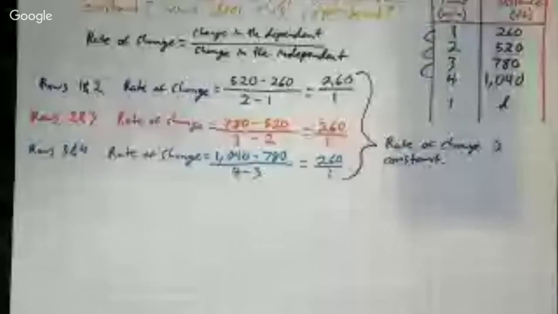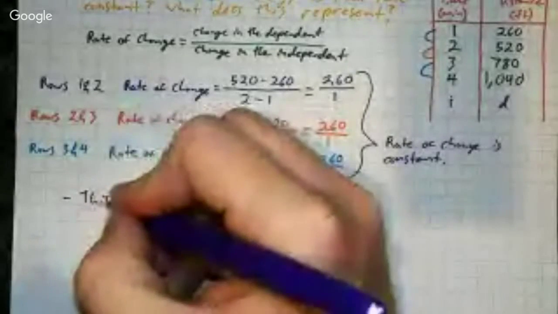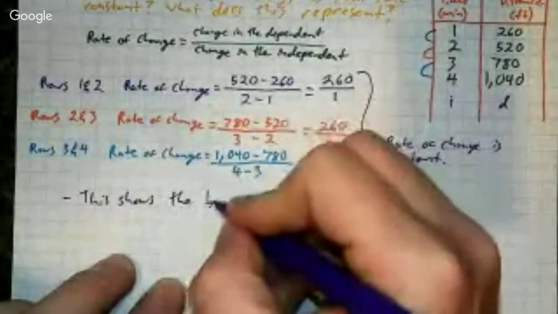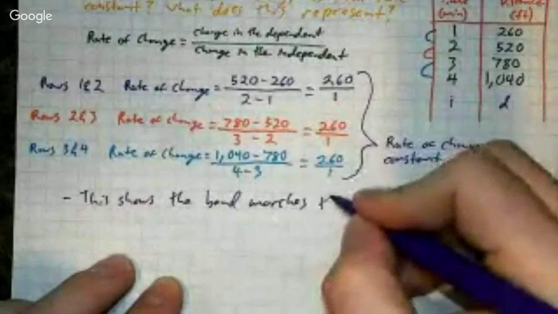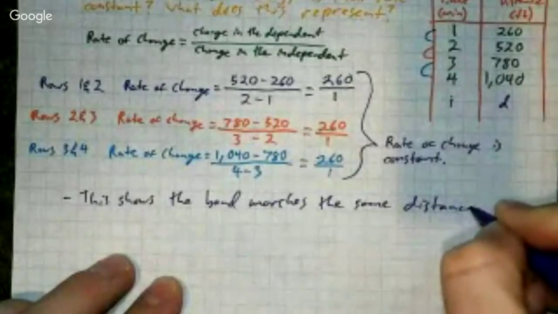Now, the second part of this question was, what does this represent? Well, the fact that they're all constant shows that the band marches the same distance every minute.